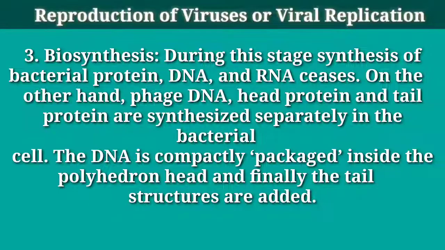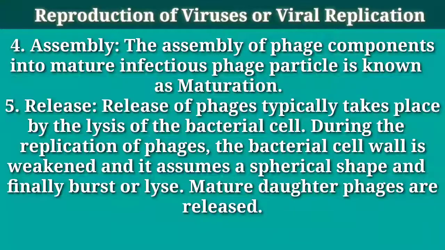3. Biosynthesis. During this stage, synthesis of bacterial protein, DNA, and RNA ceases. On the other hand, phage DNA, head protein and tail protein are synthesized separately in the bacterial cell. The DNA is compactly packaged inside the polyhedron head and finally the tail structures are added. 4. Assembly. The assembly of phage components into mature infectious phage particle is known as maturation.